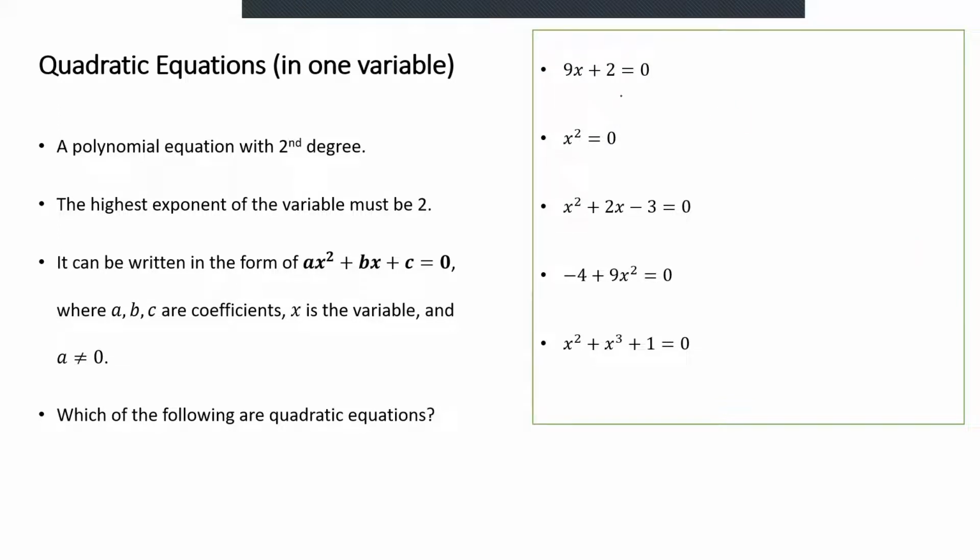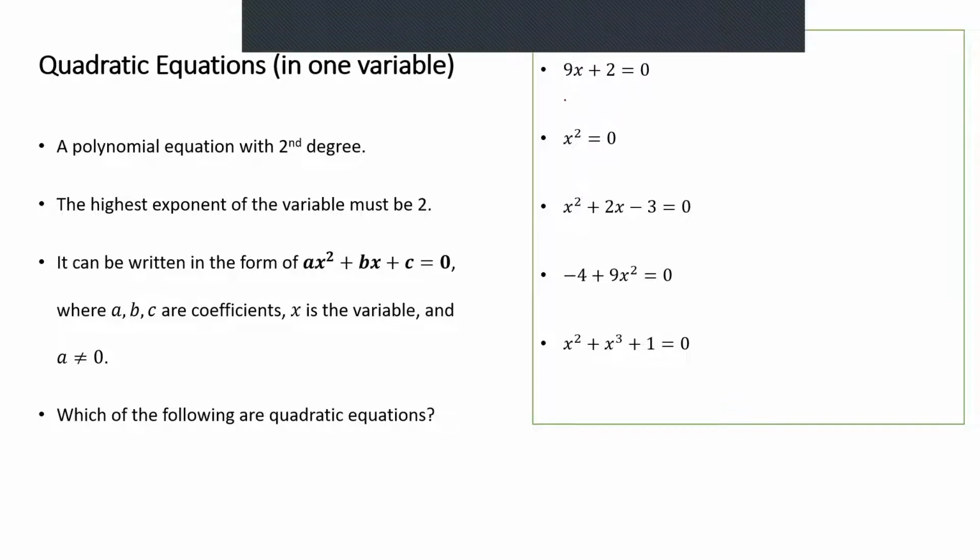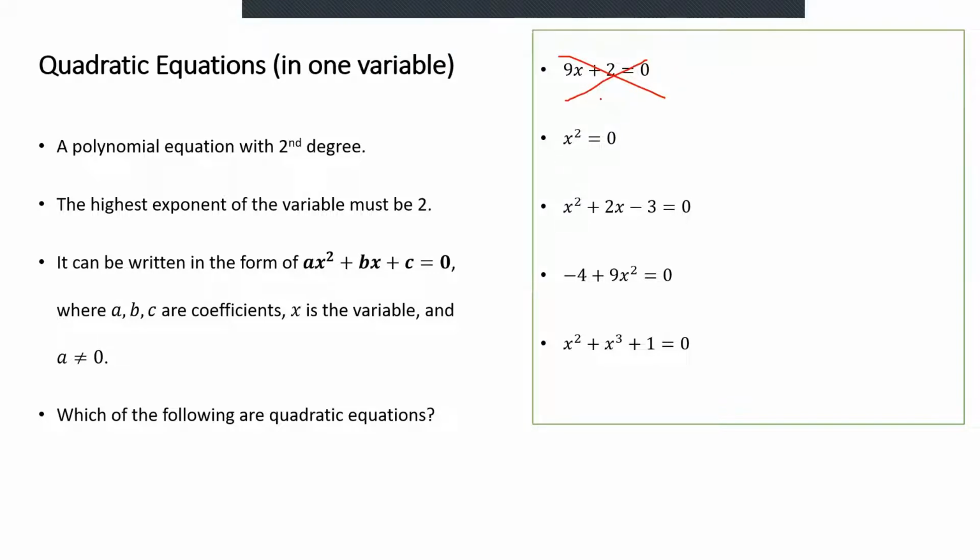So 9x plus 2 is equal to 0. Well, here we need the term x squared. We need to have the literal coefficient x squared, right? The term with x squared. So here we don't see x squared anywhere. So this is not a quadratic equation. In fact, we call this a linear equation.